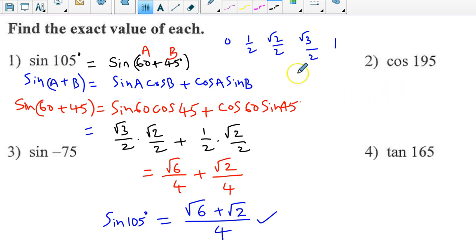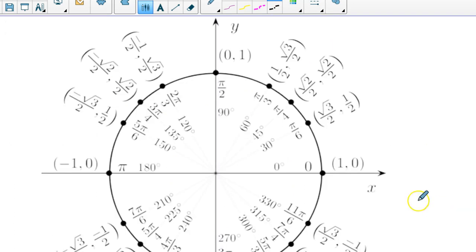Similarly, cosine 195. If you want to find the value of cosine 195, what do you do? We don't have 195 here in this unit circle, but I think you can use 60 and 135. 60 plus 135 is 195. So we can make use of that, or if you want, you can also use 150 plus 45. Even that will give you the same answer.